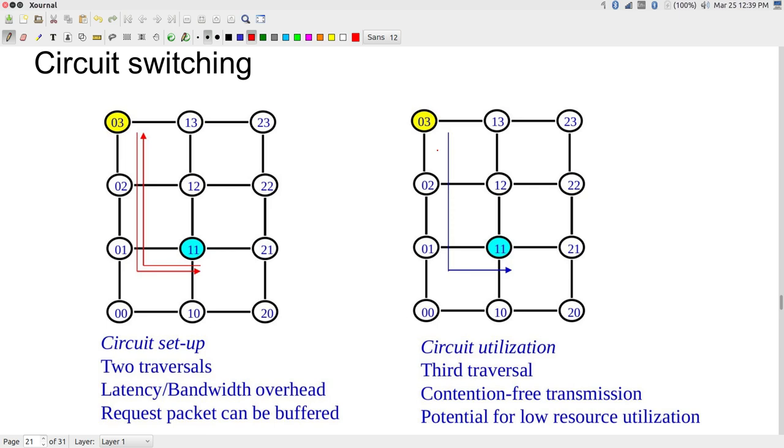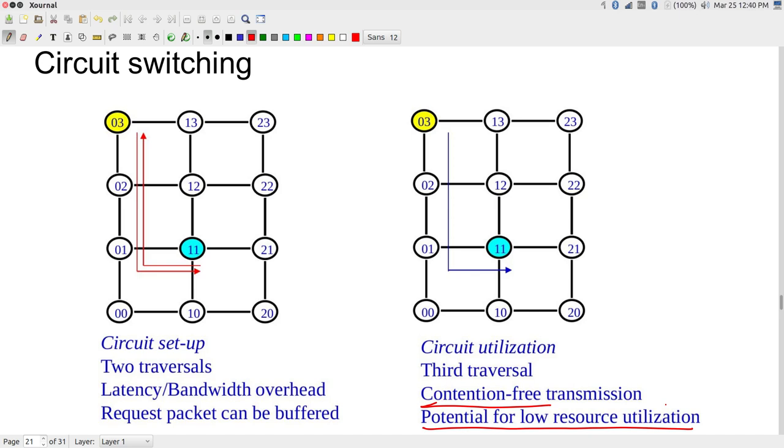Okay, the good thing about it is contention free transmission. For the duration of that circuit, all the links over there are dedicated to this particular circuit. The problem is you can end up with fairly low resource utilization, and you have overhead associated with this. You basically have latency, because you take some time in order to set up the circuit, right? And the bandwidth also is being used up for this circuit switching, to set up the connection at least.